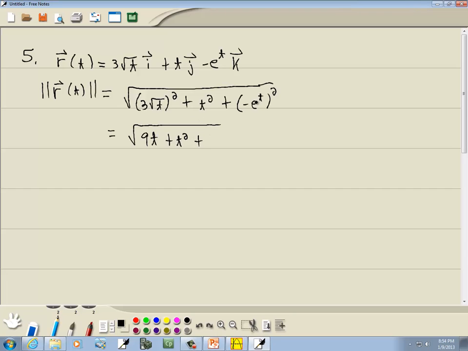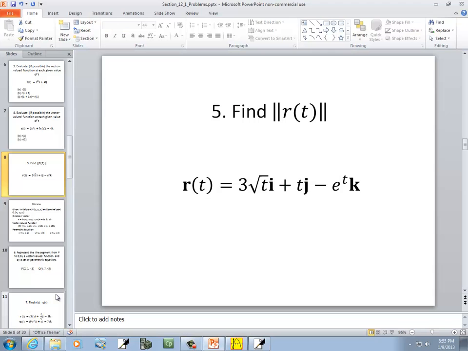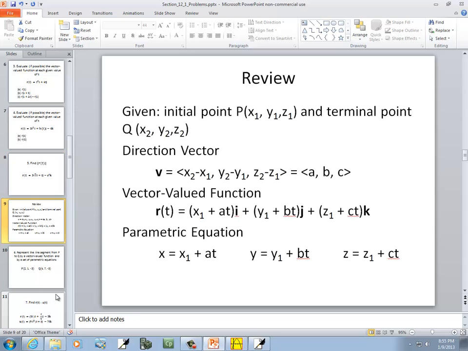And when you square a negative, it becomes positive. And when you're raising one exponent to another exponent, you multiply the exponents together. So this becomes e to the 2t. And that's our answer. So nothing real surprising there. That's what we saw over and over with vectors.